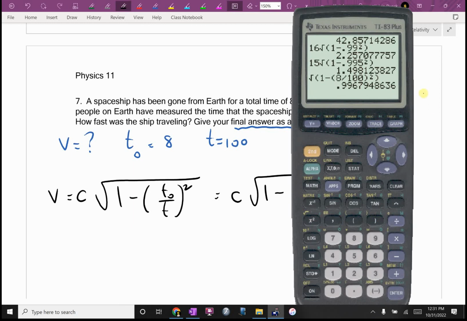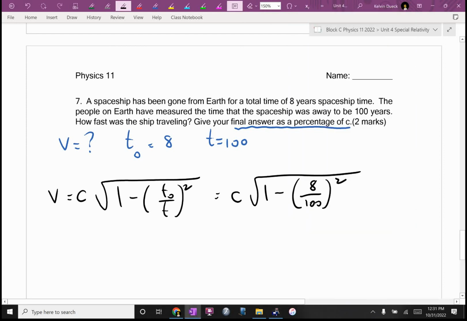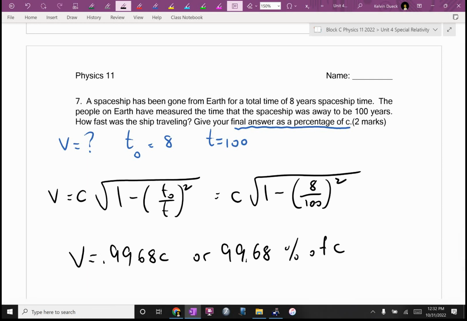A good place to round off, maybe right by that 7, since there's a 9 there, and make that an 8. I get V equals 0.9968C, or 99.68% of C. If you said 97%, I'd be okay with that. If you rounded this to 100%, no, because we can't go the speed of light. We'll talk more about why that's the case today. Again, 1 mark, half mark for the numbers, and a half mark for the answer.